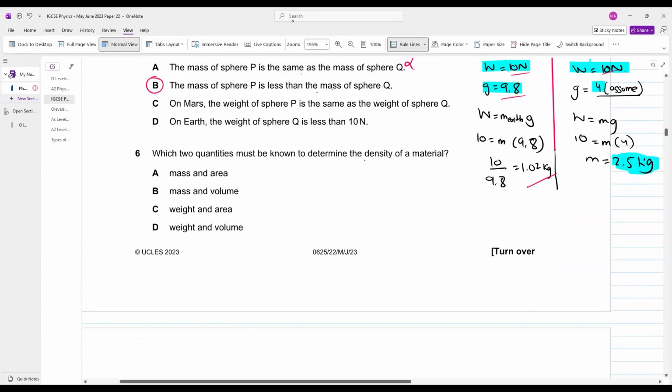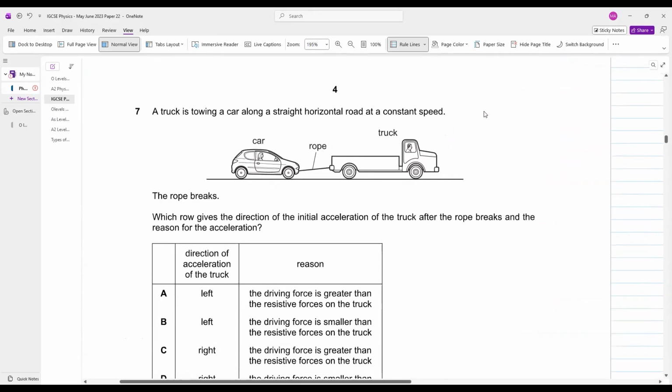Which two quantities must be known to determine the density of a material? Mass and volume. B is your answer. आगे आ जाओ.